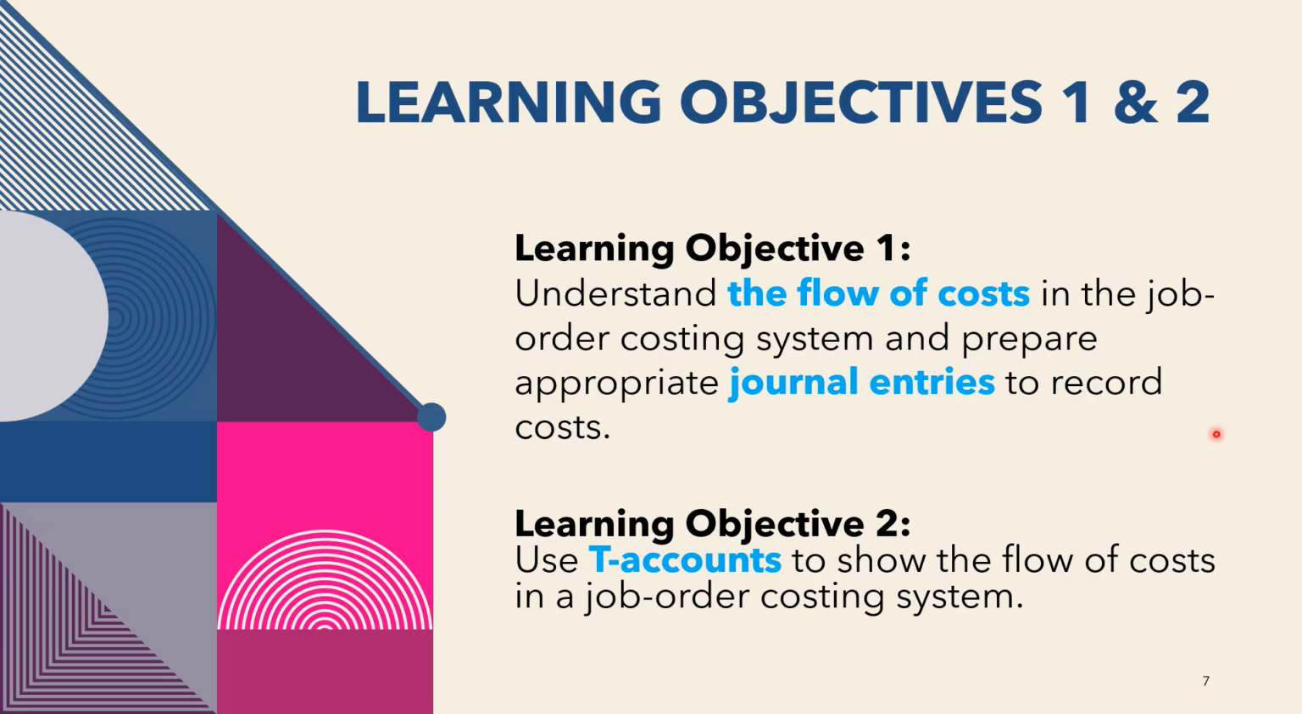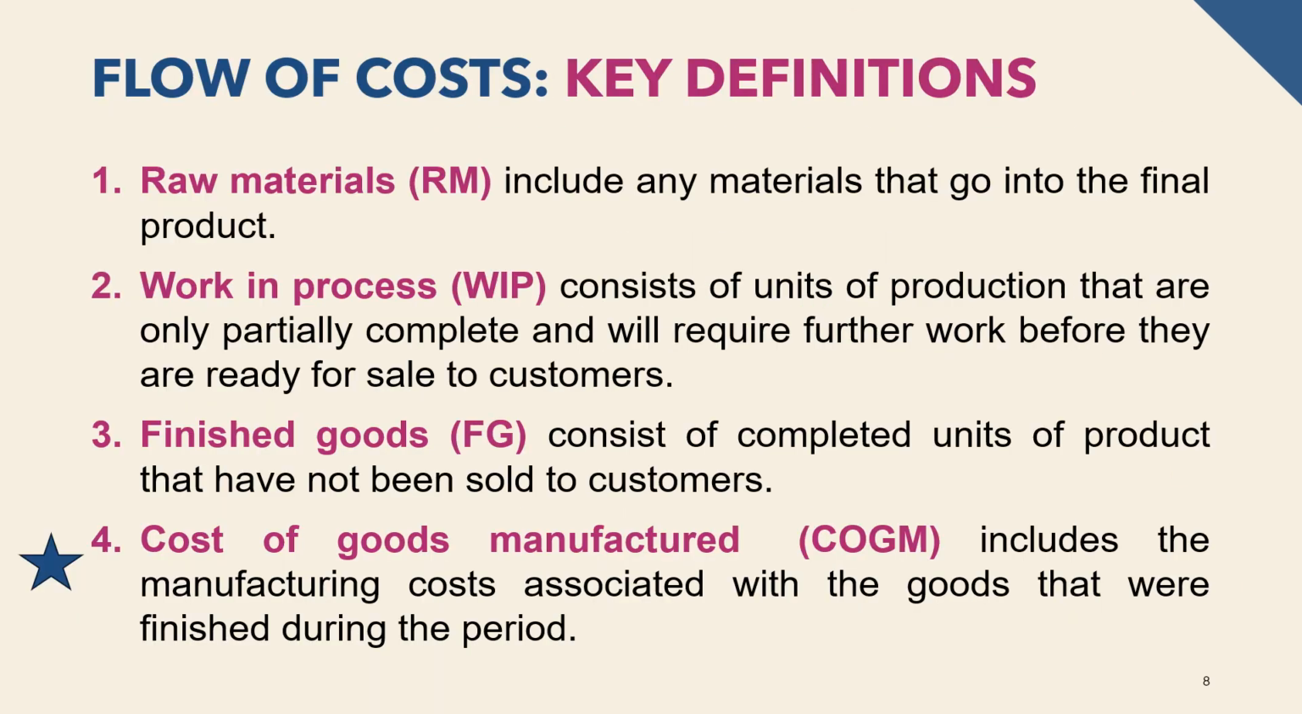As we have reviewed the key terms, we will start learning objectives number 1 and number 2 together. Learning objective number 1 is to understand the flow of cost in the job order costing system and prepare appropriate journal entries to record costs. Learning objective number 2, we will use T accounts to show the flow of costs in a job order costing system. Please remember, raw materials include any materials that go into the final product. We will use RM to represent raw materials in the following section.